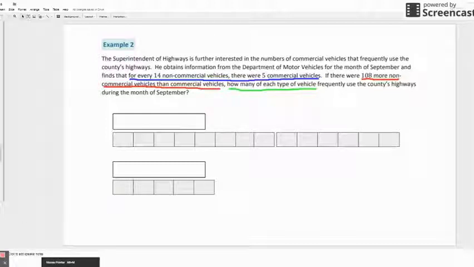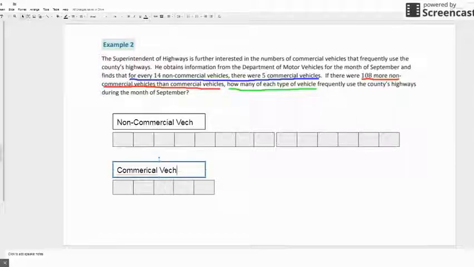Well, we're going to use a tape diagram to help us out. And I create... use for a business as opposed to commercial vehicles. Excuse me, I spelled that incorrectly.